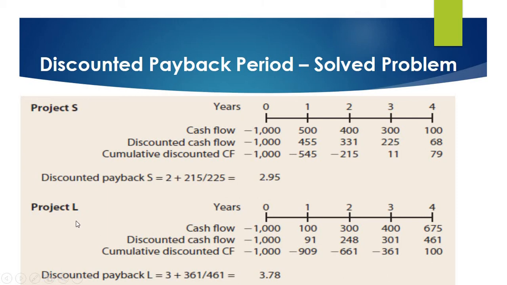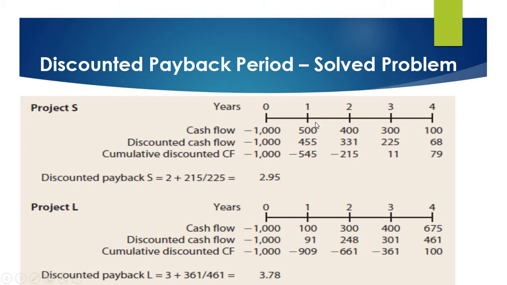So again, we have two projects, project S and project L. Let's look at the cash flows of project L. It requires $1,000 million initial investment. Then it will generate 500, 400, 300, and $100 million respectively in years 1, 2, 3, and 4. Now we need to find out discounted cash flows. For both projects, the cost of capital is 10%. So we are using a 10% discount rate for both projects.